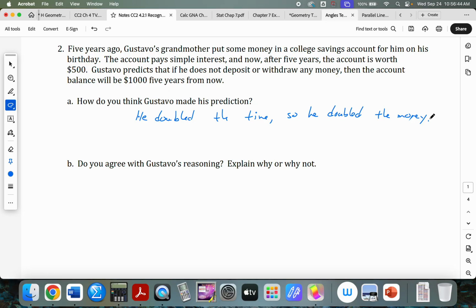Now, this question asks, do you agree with Gustavo's reasoning? I'm not going to try and get everyone's opinion on this. I'm going to give you mine. No. Okay, all right. Shh. And I'll explain why not. This is not the way simple interest works.